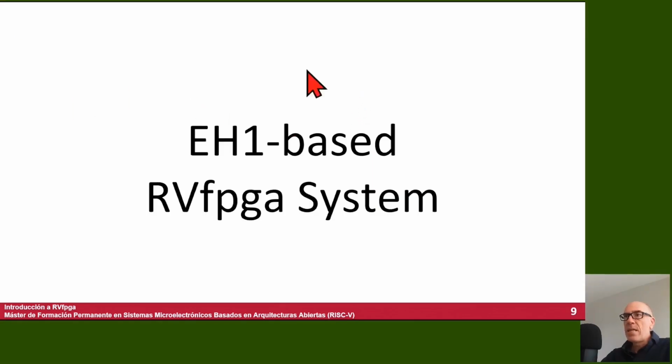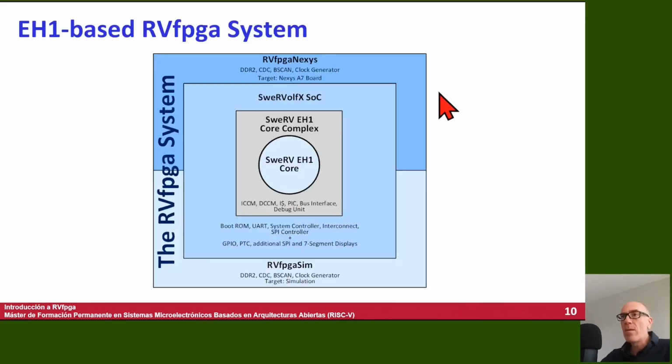Let's analyze the RVfpga system based on VeeR EH1 in more detail. First, we show the complete system in this figure. As we saw in the previous table, it consists of the core VeeR EH1, the core complex, which adds some elements listed here to the core.